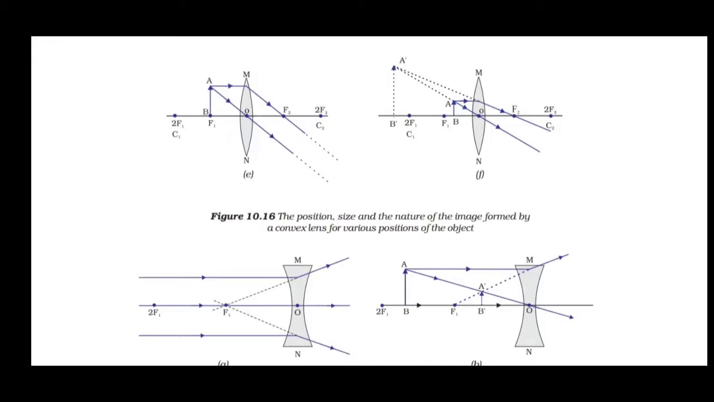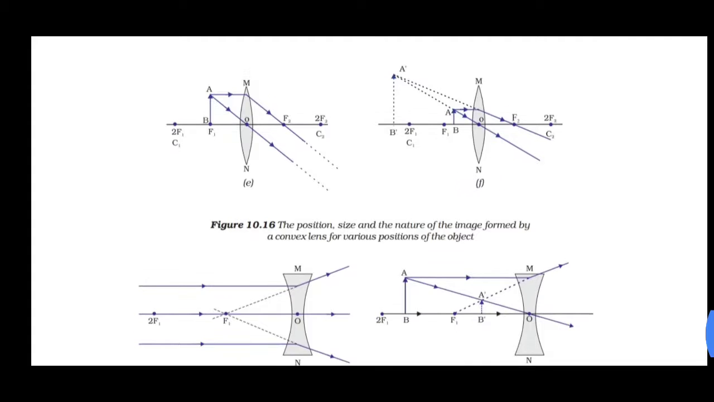Now next is the last figure, when the object is between focus f1 and the optical center O. See the figure AB. The ray of light from A parallel to the principal axis passes through f2, and again the ray from the optical center has no meeting point, but these rays tend to meet. The imaginary lines meet at the points A dash and B dash. So this is a virtual and erect image.